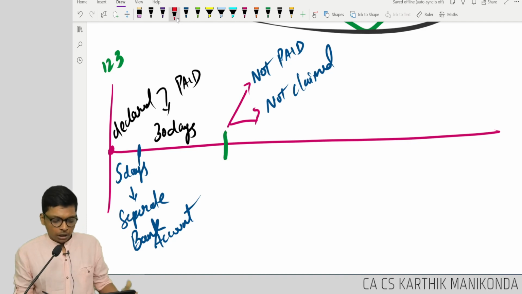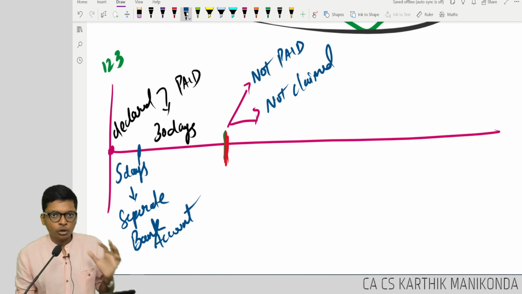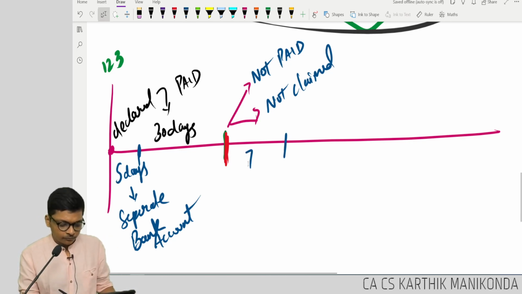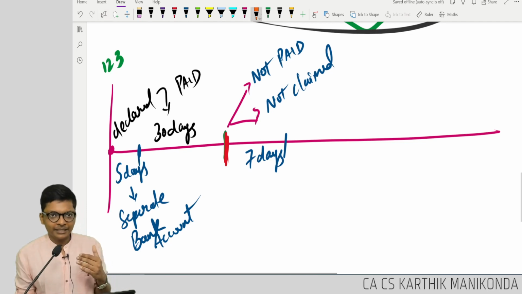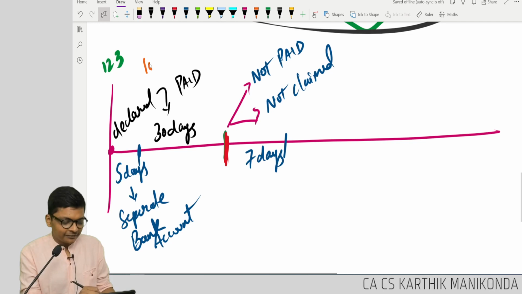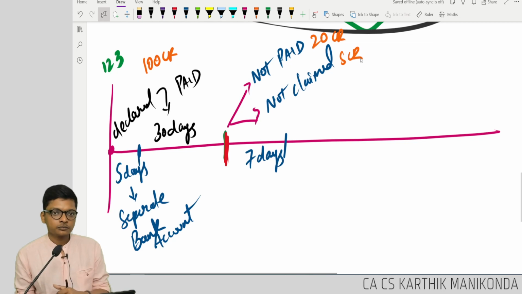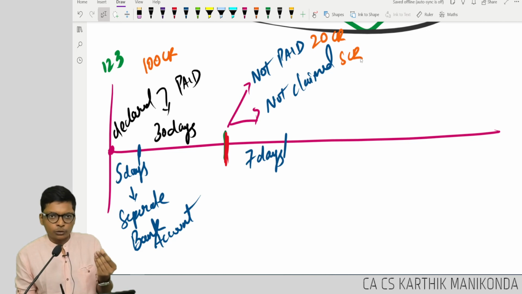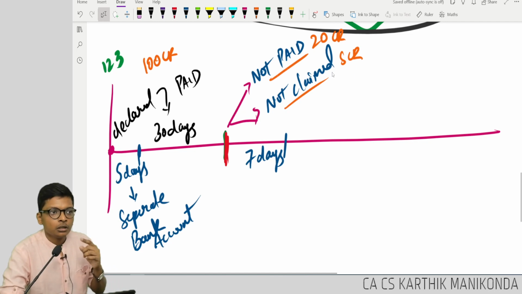The law says, after expiry of 30 days, if dividend is not paid or not claimed, within the next 7 days, for example, let's say I declare dividend of 100 crores, guys. Dividend payable is 100 crores. Not paid is 20 crores. Not claimed is 5 crores. How much is paid? 75, correct. Dividend declared is 100 crores. Not paid is 20. Not claimed is 5. So how much is unpaid?